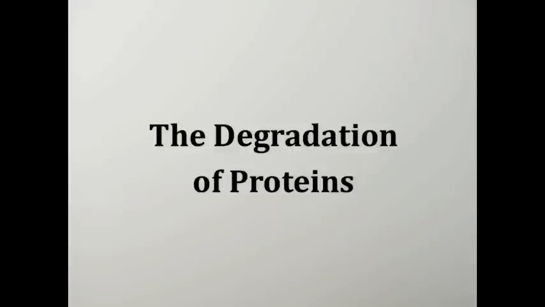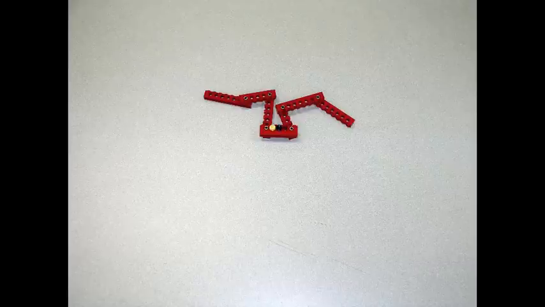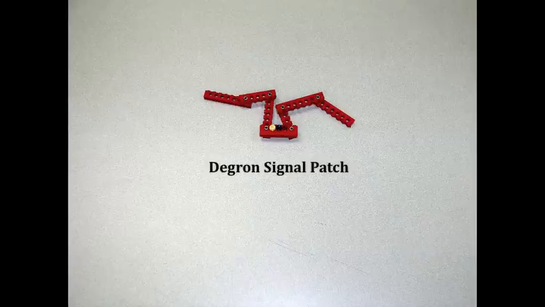Today we're going to be talking about the degradation of proteins. We've made a little model for you guys, and that's us. So this is a protein, and each individual block is a polypeptide. And right there is an exposed degron signal patch. And there are three ways that this can be activated.